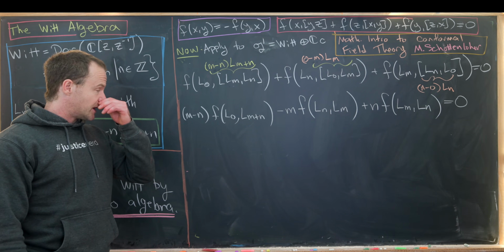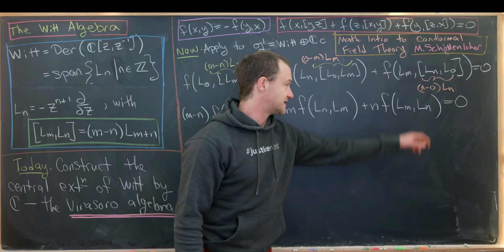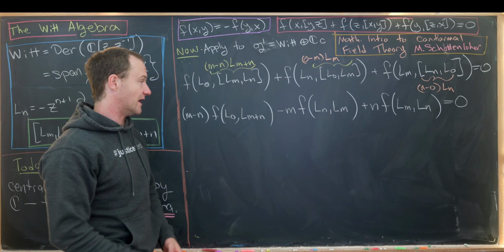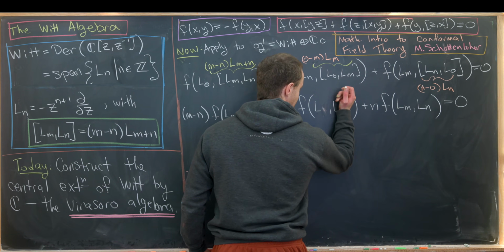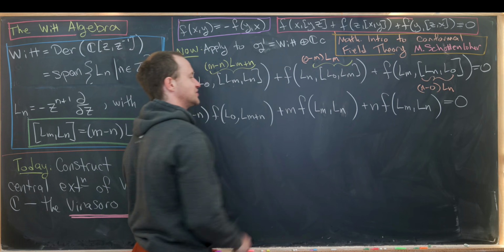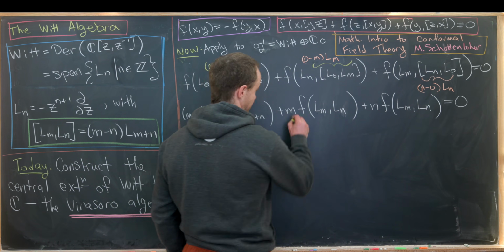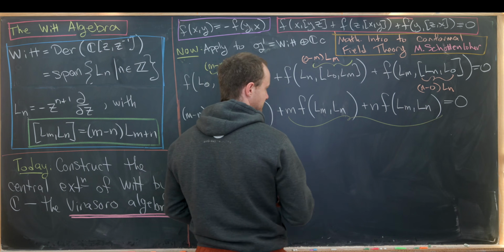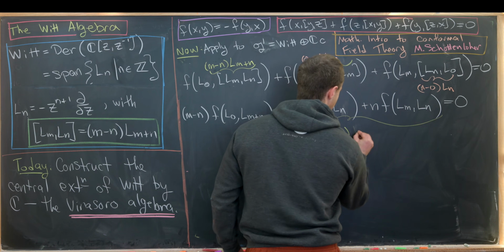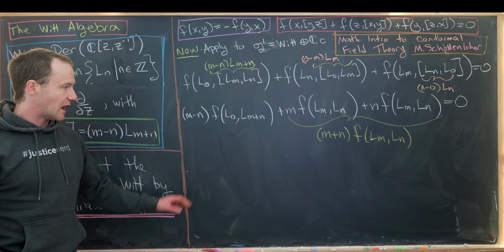Okay, so next up what I want to do is maybe switch the Ln and the Lm, so that they match with this thing over here. We can do that because we've got this skew symmetry of our f. So that means I can change this n to an m and this m to an n, leaving me with Lm, Ln. That just changes the sign right here. Then I can combine these two together, so that's pretty nice. That gives me something that looks like m plus n, and then we've got f of Lm, Ln. Okay, nice.